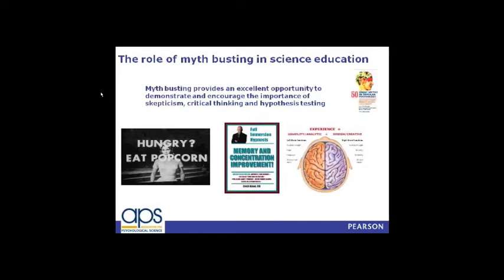I think one resource, a recent book by Lilienfeld and others, 50 Great Myths of Popular Psychology, is an excellent resource. And my colleagues and I have done some work looking at students' beliefs in common myths, in particular in general psychology students, a good place to start.